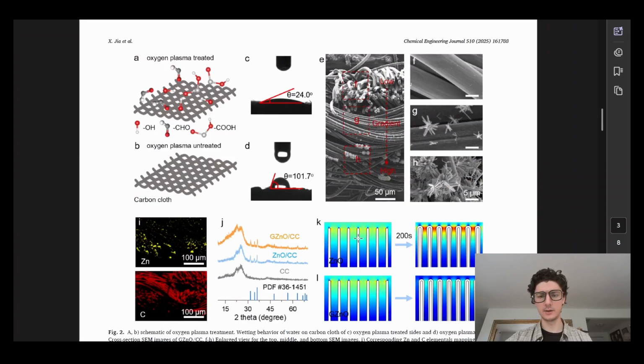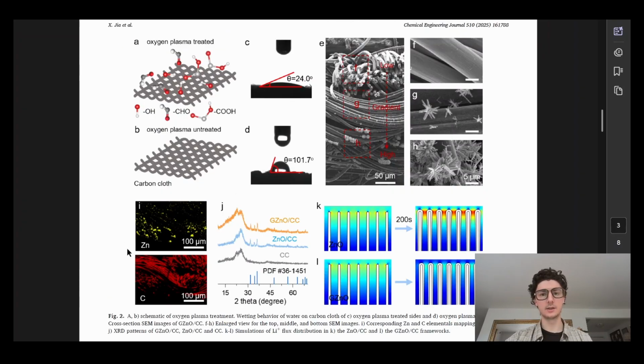Ooh, okay, these graphs here, I think are the energy, the COMSOL stuff. Let's take a look at this picture. I love looking at the pictures. B, so B over here. Schematic of oxygen plasma treatment. Huh. Oxygen plasma treatment. That is interesting.